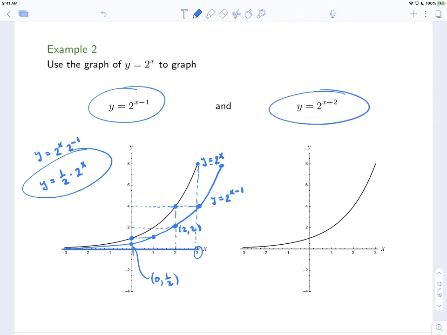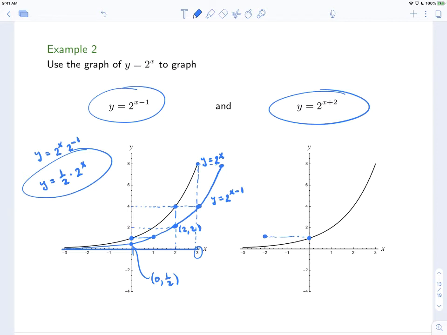What about this one? y equals 2 to the x plus 2. Well, here we have a plus, so that means we're going to shift it to the left. We're going to shift it to the left by 2 units. So let's do that. We start with the y-intercept, and we're going to shift it to the left by 2 units. So that means it's going to be over here.